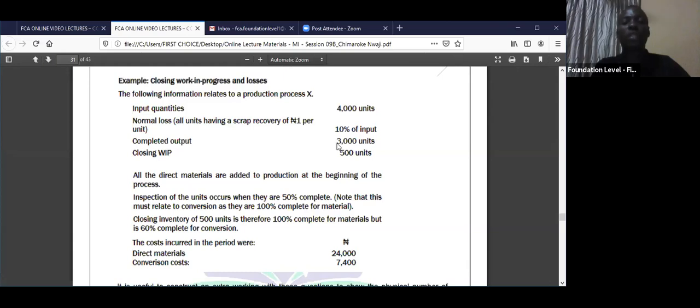Completed output is 3,000. And closing work in progress is 500. So what does that mean? It means that there are 100 units that have not been accounted for. Let's see how it's going to come out. All the direct materials are added to the production at the beginning of the process. So that means the work in progress of 500 will have 100% material in it. Inspection of units occurs when they are 50% complete. Note that this must relate to conversion as they are 100% complete for material.